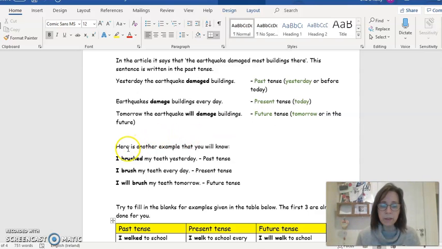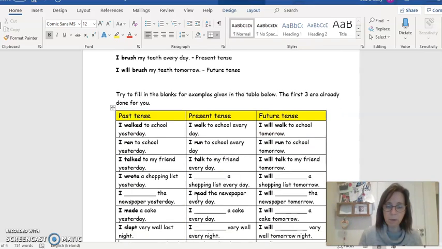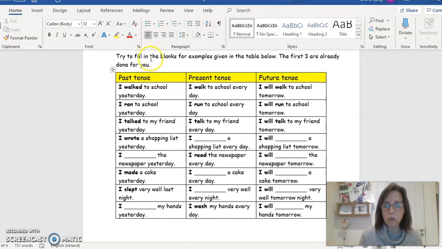Okay. So here's another example here. It's a little bit more familiar. You'll know this one. I brushed my teeth yesterday. That's the past tense. I brush my teeth every day. That's the present tense. And I will brush my teeth tomorrow. Future tense. So what I want you to do then in this table is to try to fill in the blanks for the examples given in the table below.